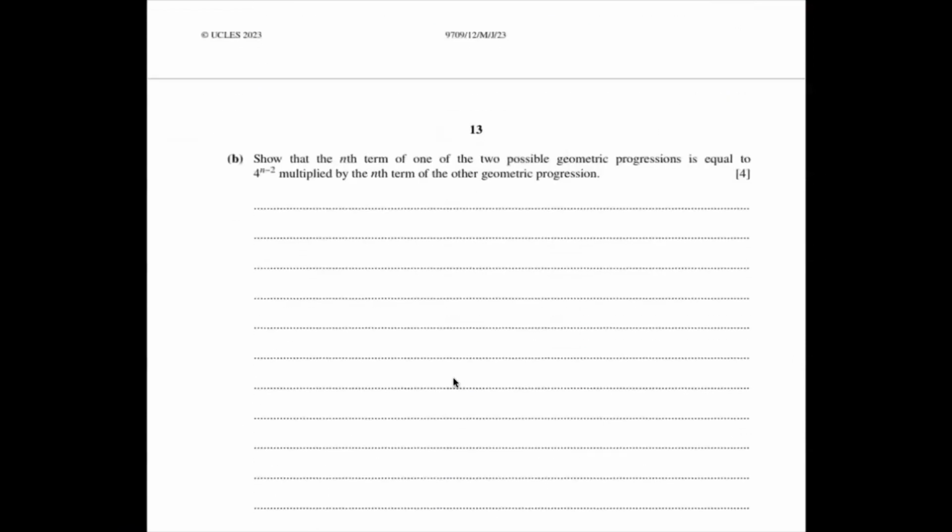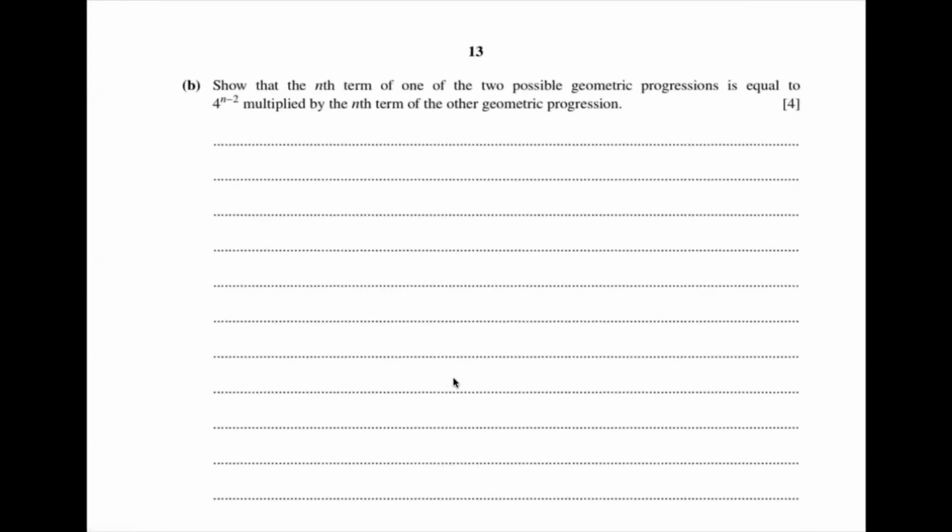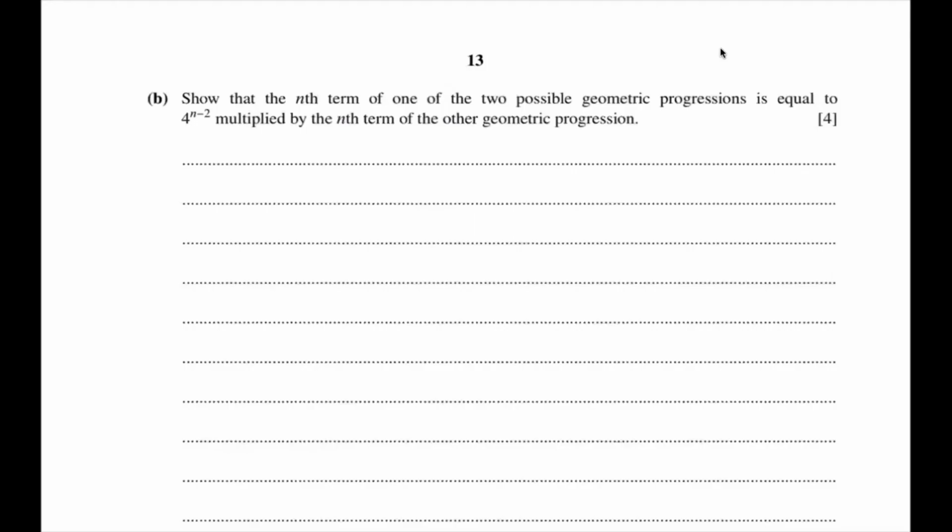Now the second part says, show that the nth term of one of the 2 possible geometric progressions is equal to 4 to the power of n minus 2 multiplied by the nth term of the other geometric progression. So which 2 geometric progressions are they talking about? They are saying that when A is 80, R would be a different value, and when A is 20, R would be a different value.